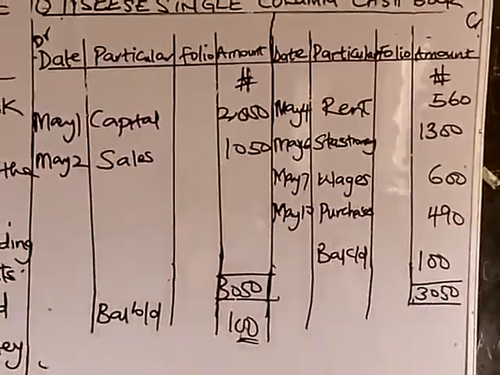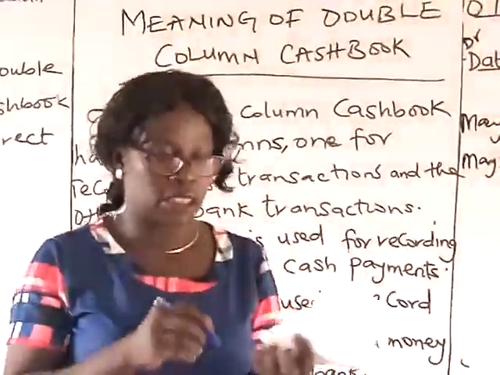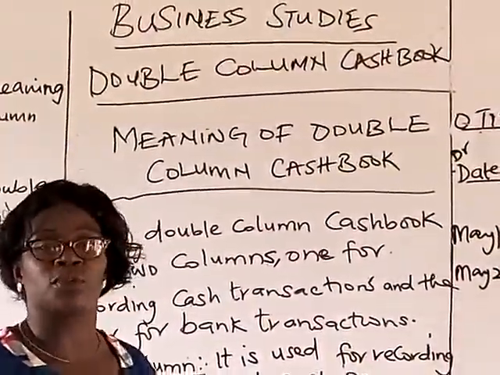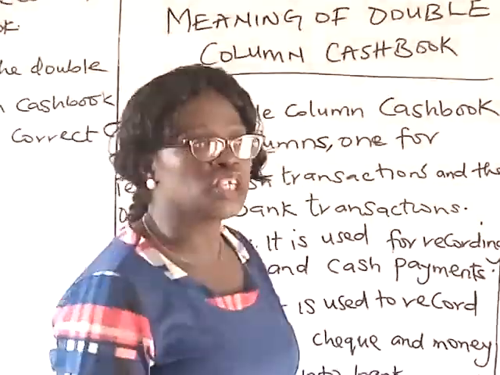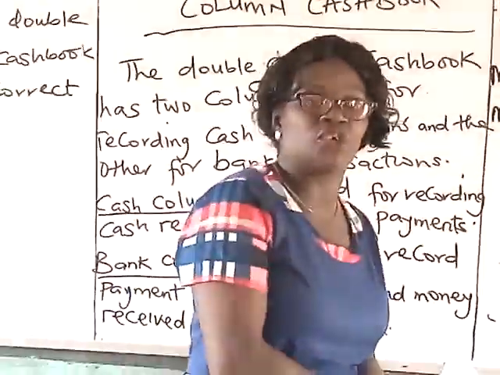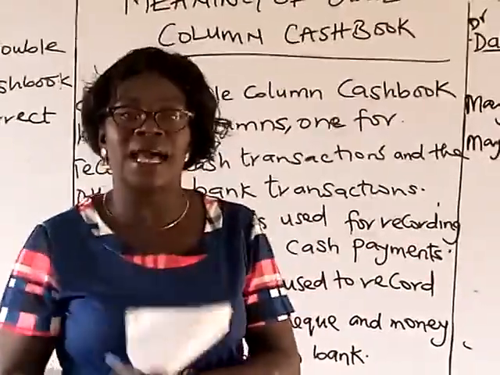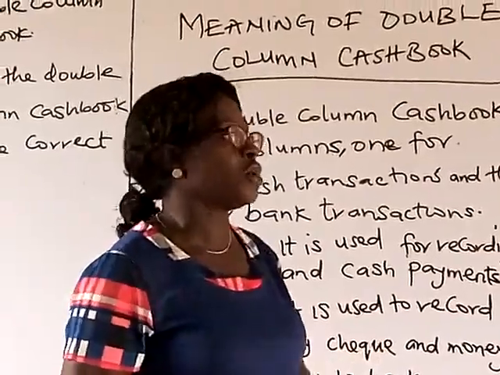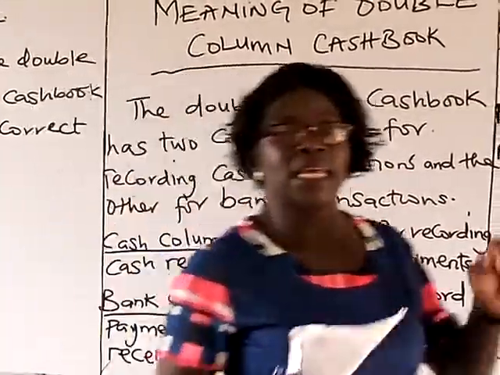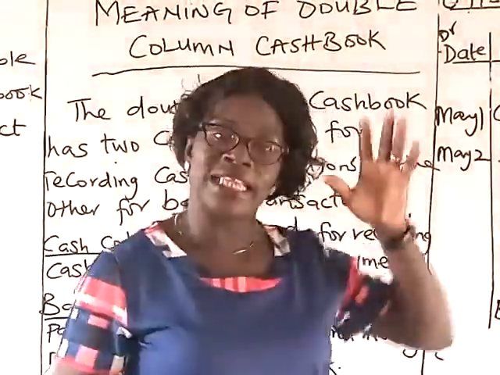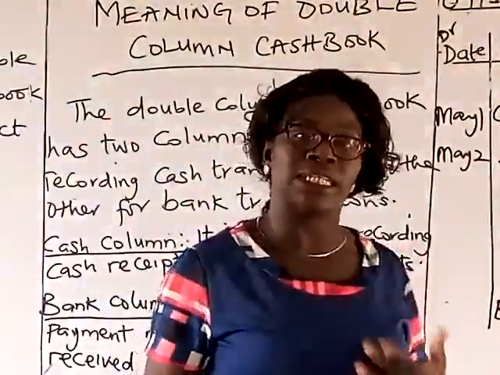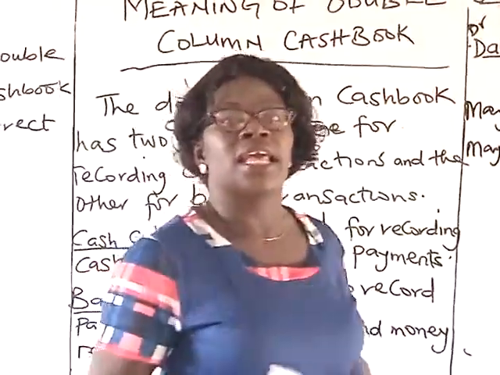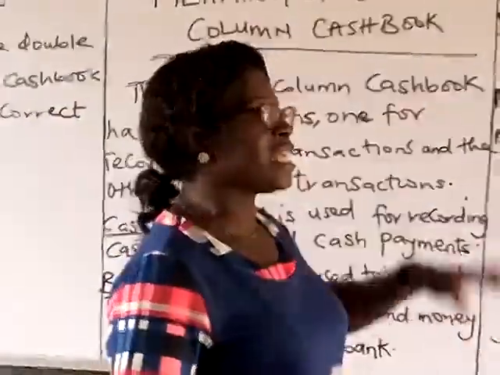Our topic for today is double column cash book. What did I say? I said double column cash book. Double column cash book has two columns in which one is used to record cash transactions and the other one is used in recording bank transactions. Let me explain the format of the double column cash book for you. The double column cash book is divided into two sides: the debit side and the credit side. Money that comes in, any capital that you use in starting the business, any sales that you make, any money that you receive, you are going to record them under the debit side.